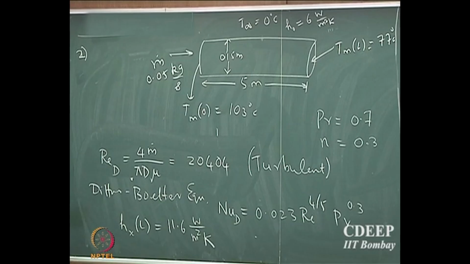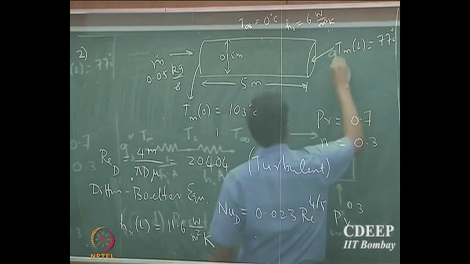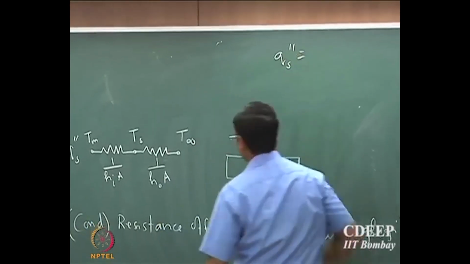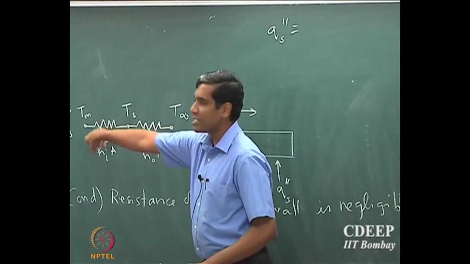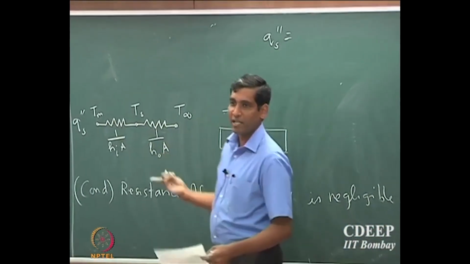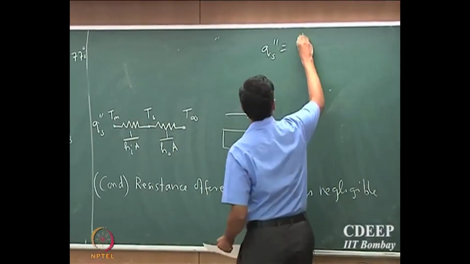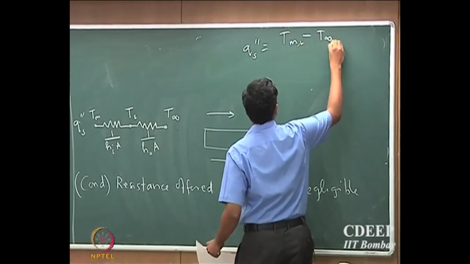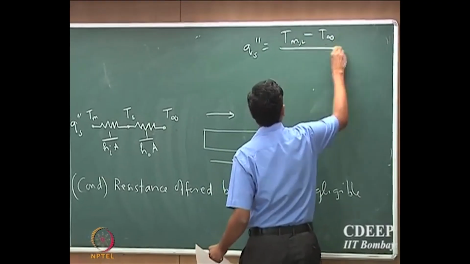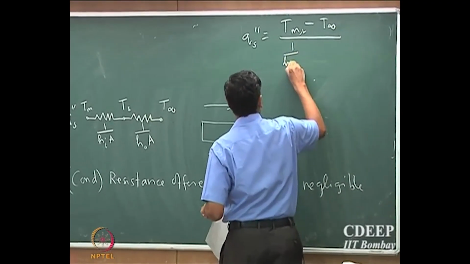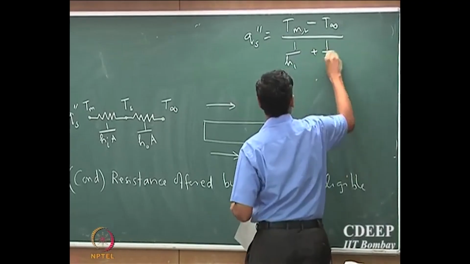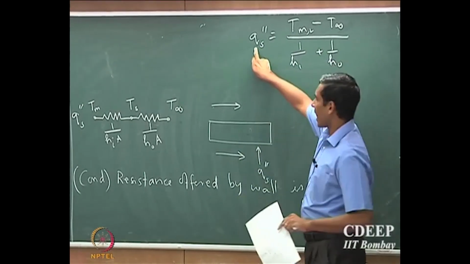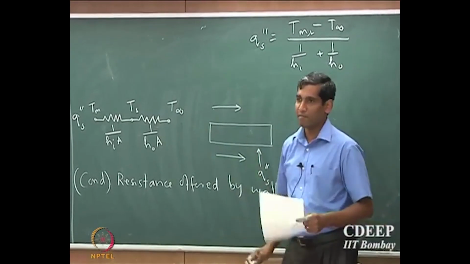Now using the resistance network, Qs double prime is nothing but the overall temperature difference divided by the resistance. So that will be Tm minus T infinity at L divided by 1 by Hi plus 1 by H naught. Remember, I am calculating flux, so I have removed the area.